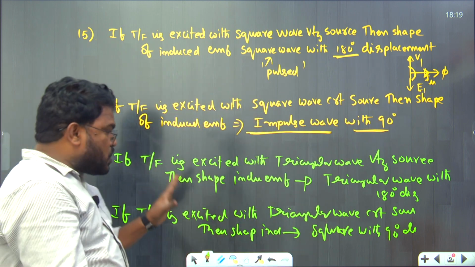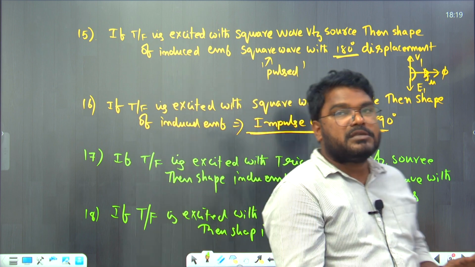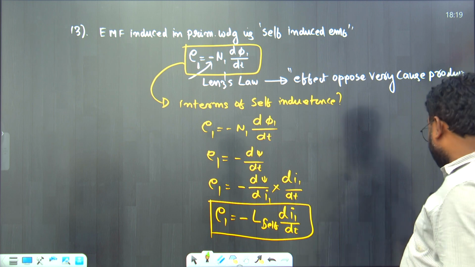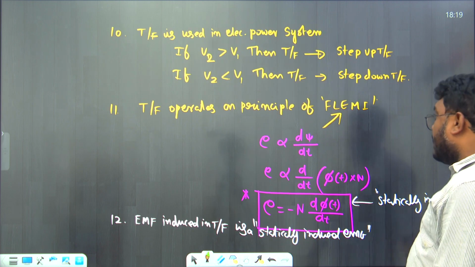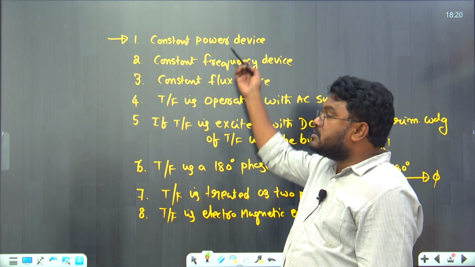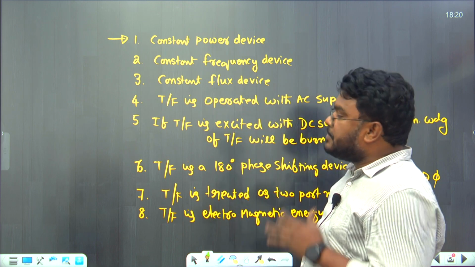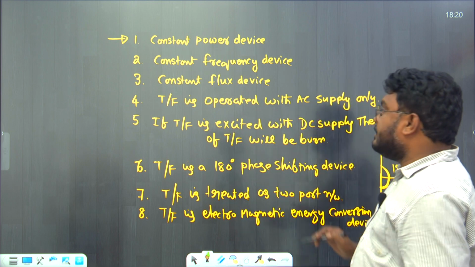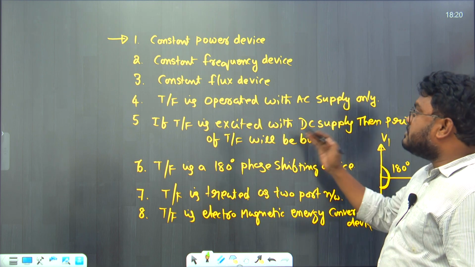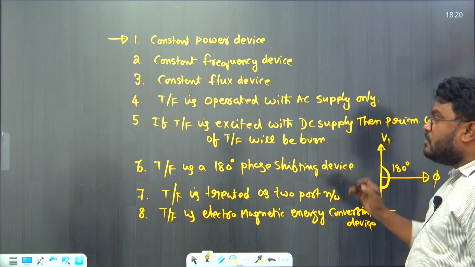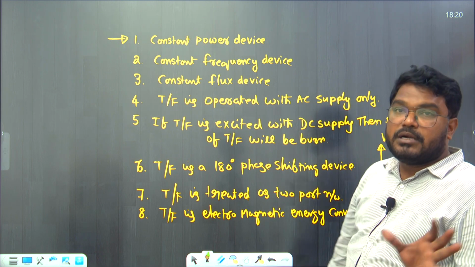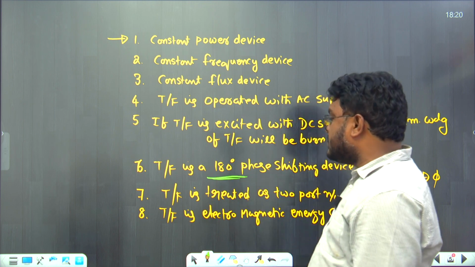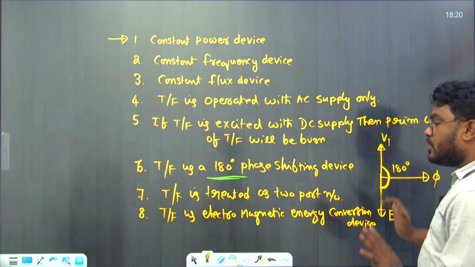So these are all short notes on the basic concepts of the transformer. I repeat once again, listen. First, the transformer is a constant power device, a constant frequency device, a constant flux device. The transformer is operated with AC supply only. If the transformer is excited with DC supply, then what will happen? The primary winding of the transformer will be burned. And the transformer is a 180 degree phase shifting device. The transformer is treated as a two port network.